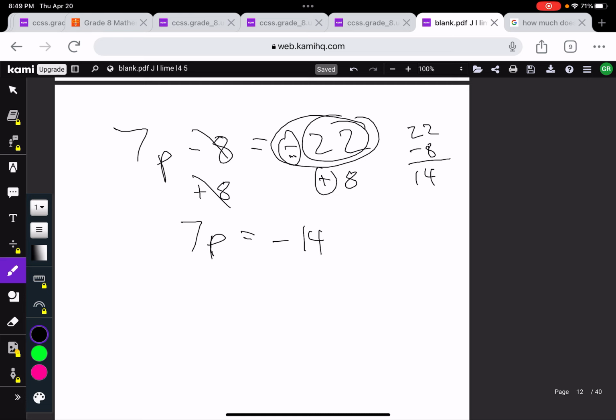Next step is 7 times what is a negative 14? Oh, well, I know it's 2 or negative 2. How do I get that? It's because I divide each side by 7. 7 divided by 7 is 1. 1p is what I want. 14 divided by 7 is 2. And a negative divided by a positive is negative 2.